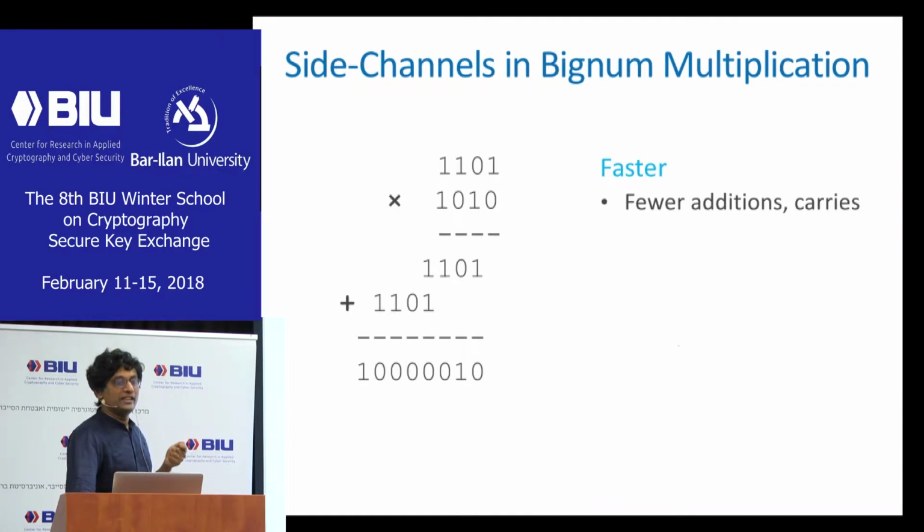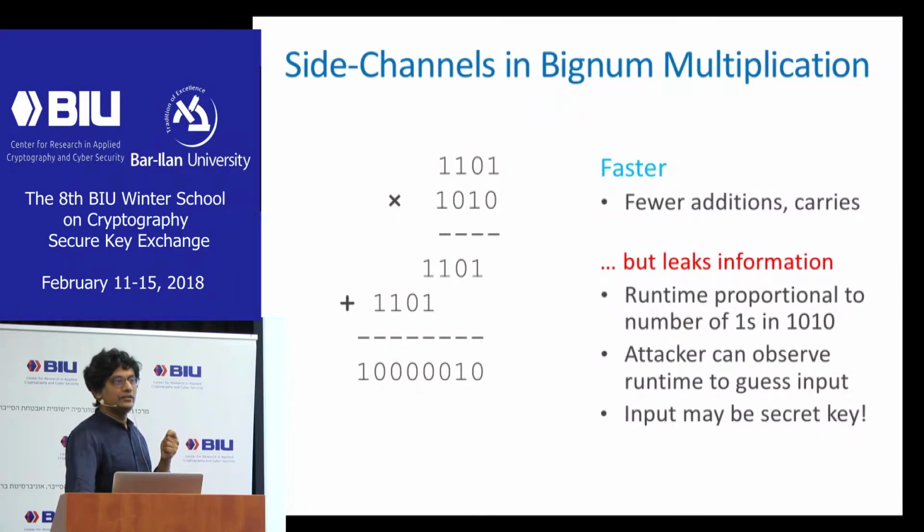You have fewer additions and carries, but you're leaking the fact that you had 2 zeros in your second argument, which might be a key. And now you're leaking more and more information. So an attacker who observes the runtime of this can actually guess what the second input was, at least. This is a classic, trivial example, but it is exactly the kind of side channel that appears in Bignum arithmetic.